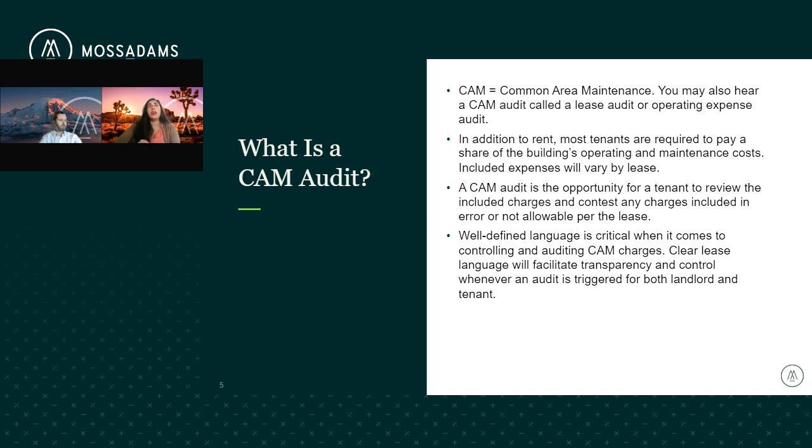So let's talk about what a CAM audit is. Common area maintenance could also be called a lease audit. Some people refer to them as operating expenses. If you lease space in an office building, an office park, a standalone building, or retail space, you will likely be paying operating expenses in addition to rent. These are costs for operating the building, for plumbing, security, landscaping, keeping your space nice and up to date, and paying for staff and engineering. Your share of those expenses is typically your pro rata share, based on how much square footage you lease compared to the overall building square footage.